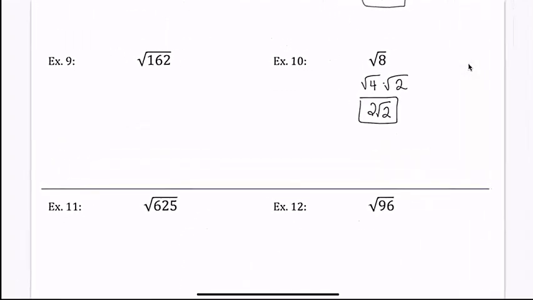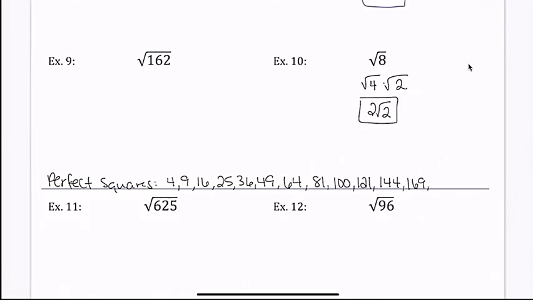Before I do that, I'm going to write our perfect squares right here so we don't have to keep going back and forth. So 1 squared is 1. I'm not going to write that one down. 2 squared is 4. 3 squared is 9. 4 squared is 16. 5 squared is 25. 36. 49. 64. 81. 100. 121. 144. 169. 196. And 225. So that gives us 1 through, really 2 through 15 squared.